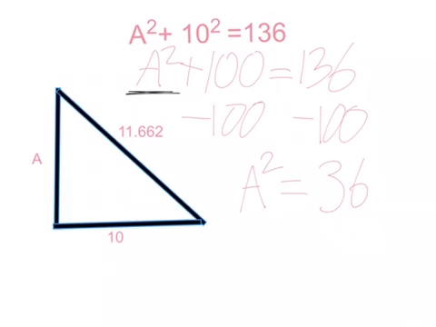Then you square root both of these numbers, and then you get the answer, which is A equals 6, because 6 times 6 equals 36. And so your side length now is 6 for side A.